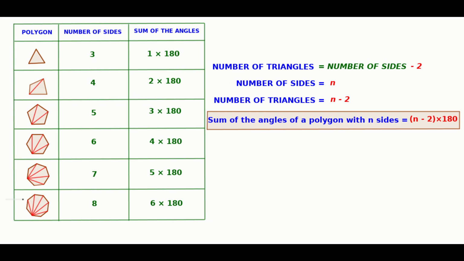Here you can see the sum of the angles is of the form 1 into 180, 2 into 180, 3 into 180, 4 into 180 and so on. That is a counting number multiplied by 180. Such products are called multiples of 180. And here the sum of the angles of a polygon is a multiple of 180. That means you can divide the sum of the angles of a polygon by 180 completely.